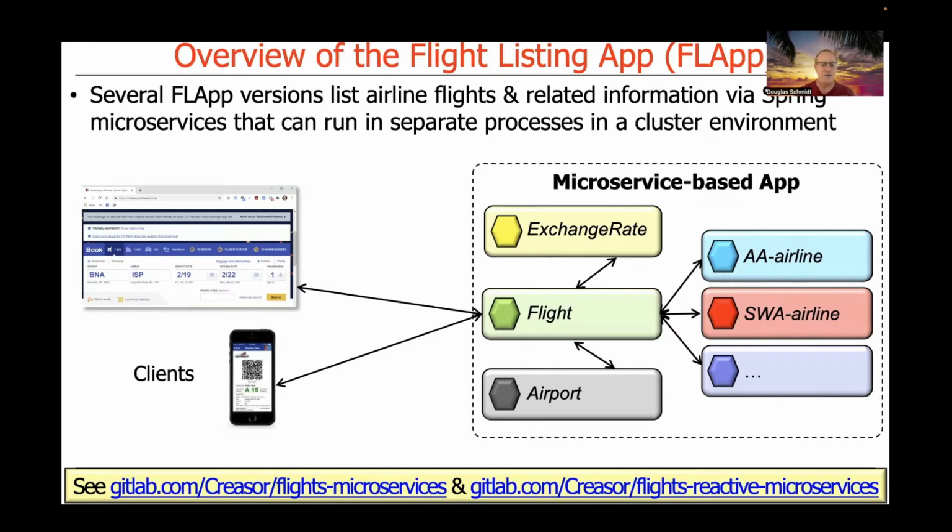You can see here that I show at a high level what things look like. We have either an Android-based client or a web-based client that are accessing the services that are provided by FLApp, the microservices app variants. And there are two of them. We're going to take a look at the flights-microservices version tonight. And you can get that at the link at the bottom of the slide.